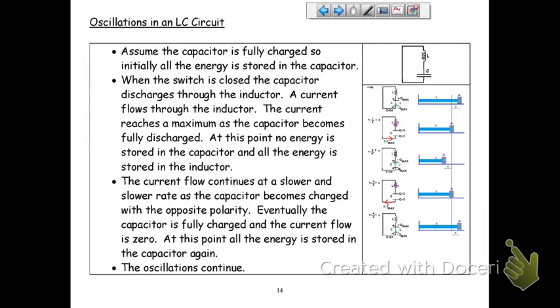And what I want to try and get across to you is the fact that a capacitor with an inductor is like a mass on a spring. Mechanically, it's a mass on a spring. And we've been here before.